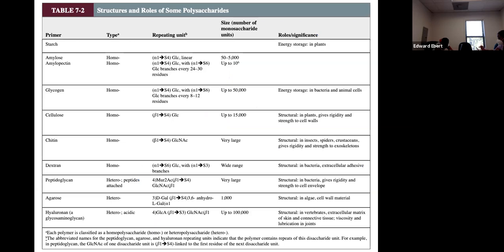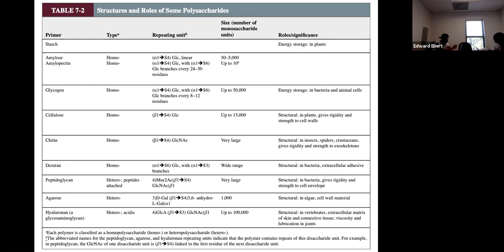All right, we have this lovely table in here, which is way more information than you need to know. But if you look at the first three, you should probably have a good idea about our amylose, amylopectin, our glycogen, and our cellulose. Those are the ones that we talk about most. They're all glucose oriented. It's just whether they are branched or unbranched, how frequently those branches are, and whether they're in an alpha 1,4 connection or a beta 1,4 connection.